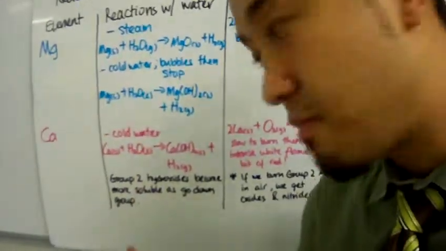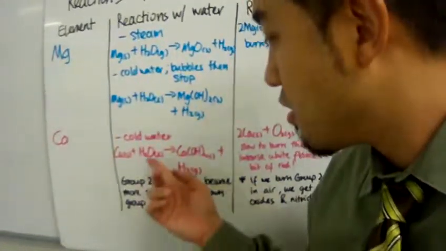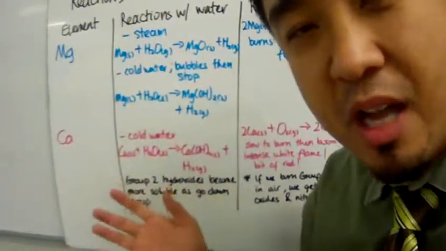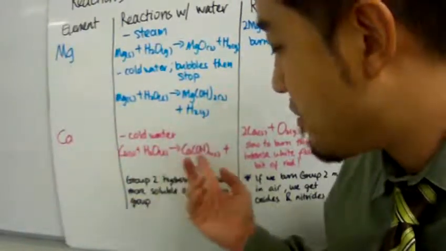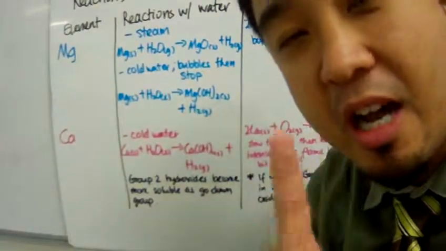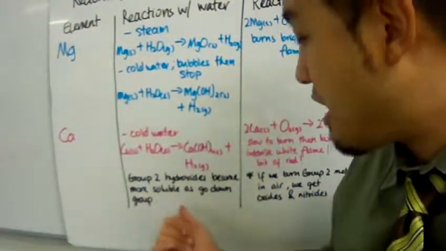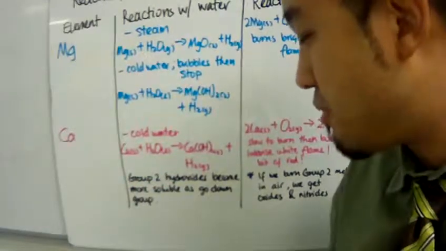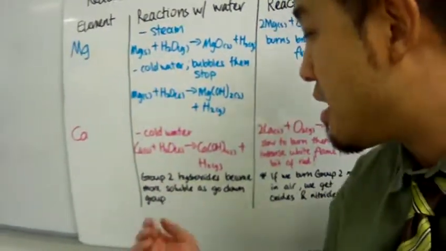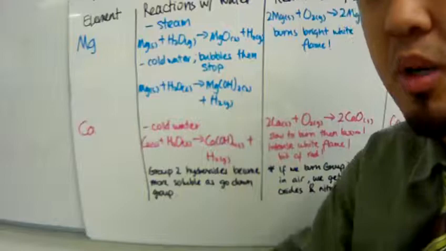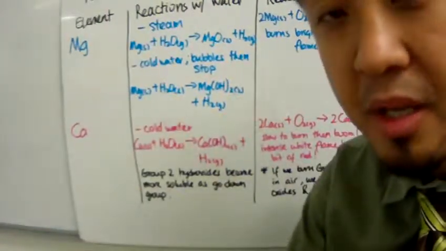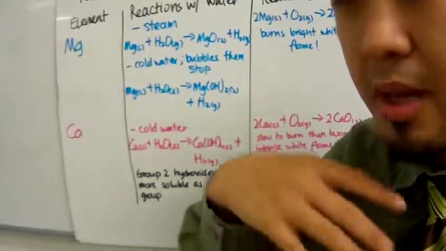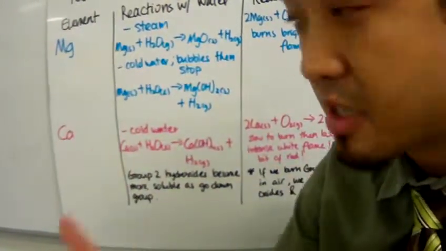What about calcium? There we go, calcium. Cold water. Because calcium tends to be more reactive than magnesium, you can react calcium with water. And what you get is calcium hydroxide and hydrogen gas. Group 2 hydroxides become more and more soluble as you go down the group. So what it means is that more and more of this metal will dissolve into the solution, and then the metal will just disappear because it gets more and more soluble.